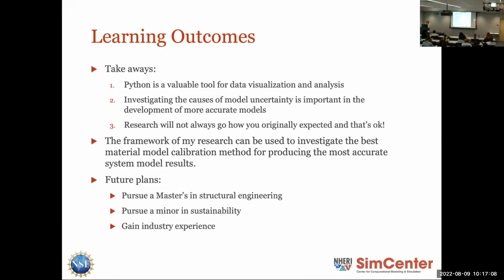So my key takeaways: I had no experience using Python, and I used that to create all my graphs and do all my post-processing for this, and it's a very valuable tool. I also learned that investigating some of the causes of model uncertainty is very important. Knowing where it comes from and knowing how to reduce it can allow us to make much more accurate structural models. And I also learned that research may not always go how you originally planned, and that's okay. It's a learning experience. But the framework of my research can be used to investigate maybe alternative methods of material model calibration, so materials can be better represented in these larger structural component models and give us more accurate results to reality.